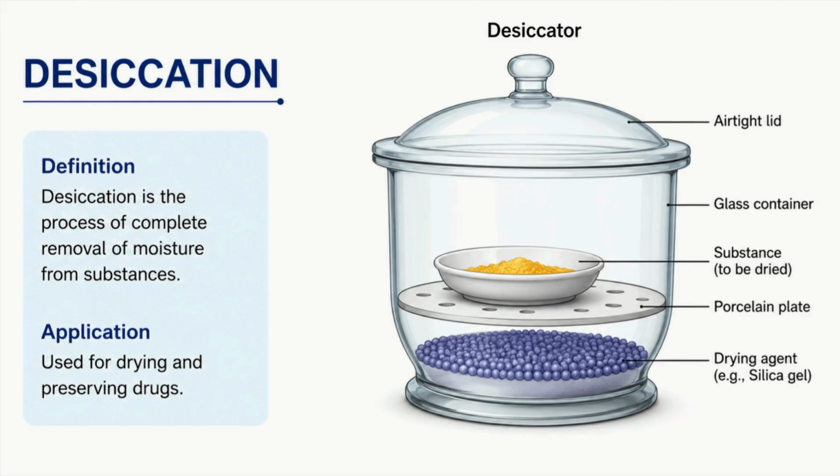Desiccation helps reduce the bulk and weight of the material and improves storage stability. It is also useful during experiments where dry conditions are necessary. One important advantage is prevention of bacterial or fungal growth caused by moisture. Thus, desiccation is an essential drying process for protecting moisture sensitive pharmaceutical products.